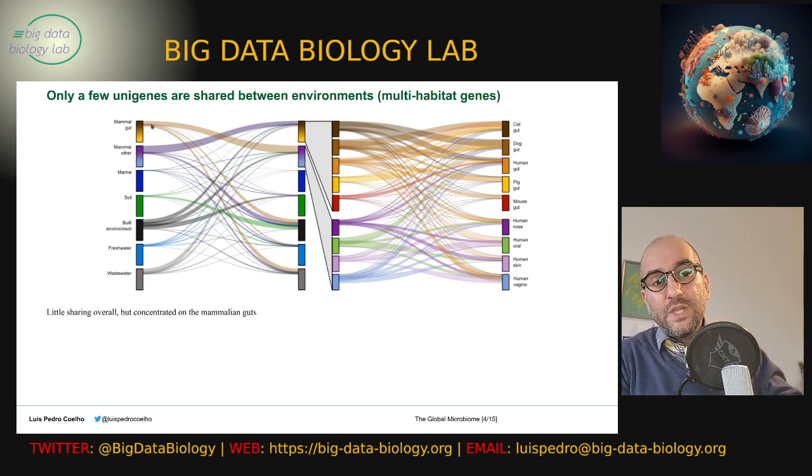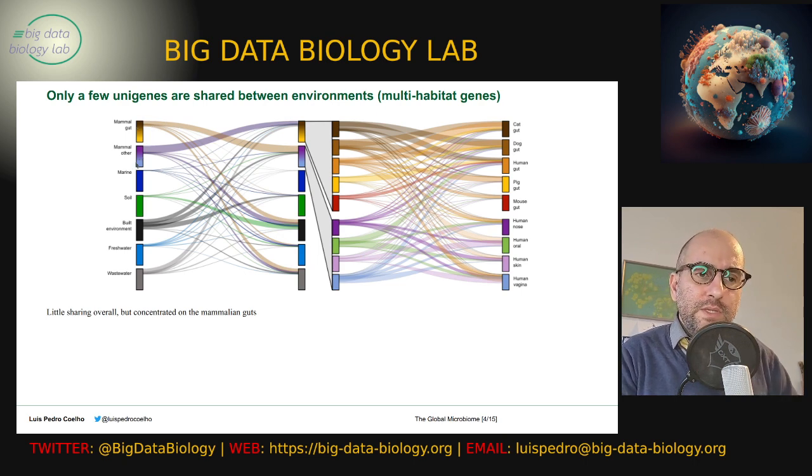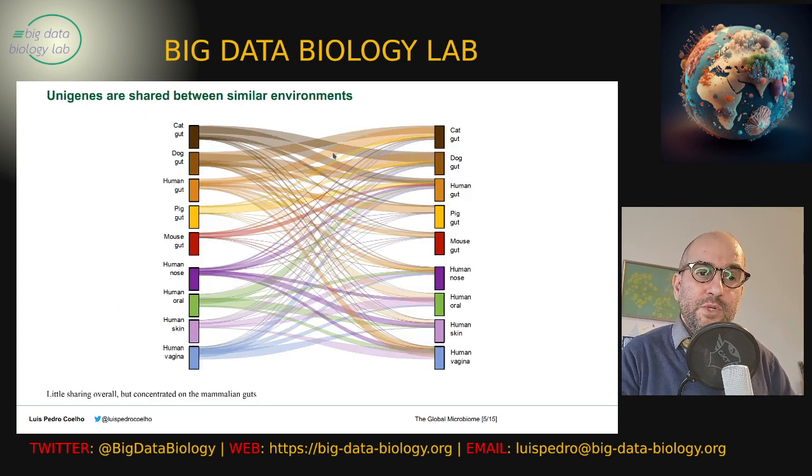The first thing we saw is that in these plots, the width of these bars represents how much sharing is happening between the left and the right. As you can see, there's really not that much. These ribbons tend to be quite short. Most of the genes tend to be specific to their habitat, except when we zoom in within mammalian guts. Here I'm going to zoom in on the right side of the plot, where you can see that now there is a lot more sharing.